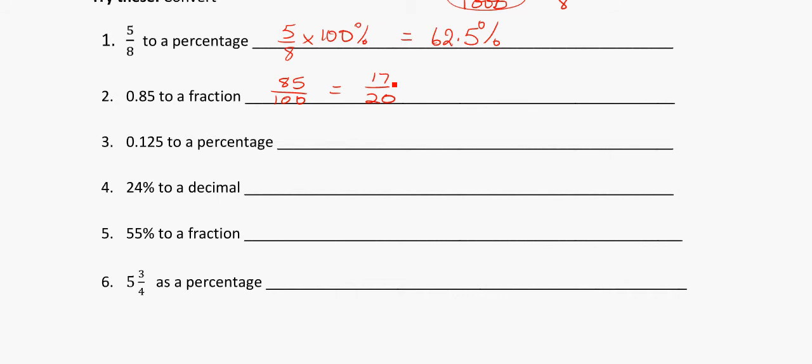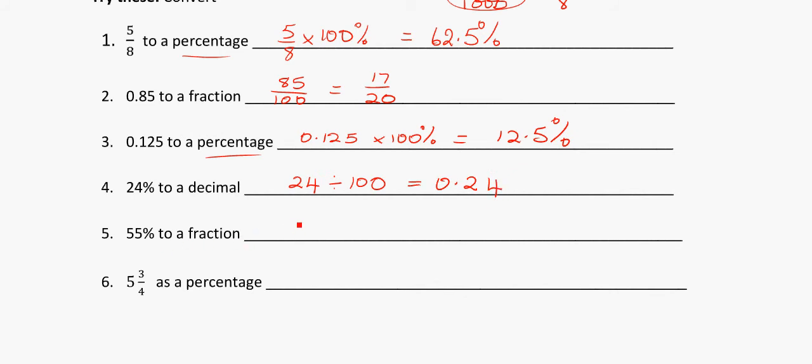0.125 to a percentage. Now to change anything, a decimal or a fraction to a percentage, you multiply by 100. And put the percentage sign, times 100. And so it's 12.5%. 24% to a decimal. So changing a percent to a decimal, divide by 100%. 24 divided by 100. Or it's 24% divided by 100%. And that gives you 0.24.